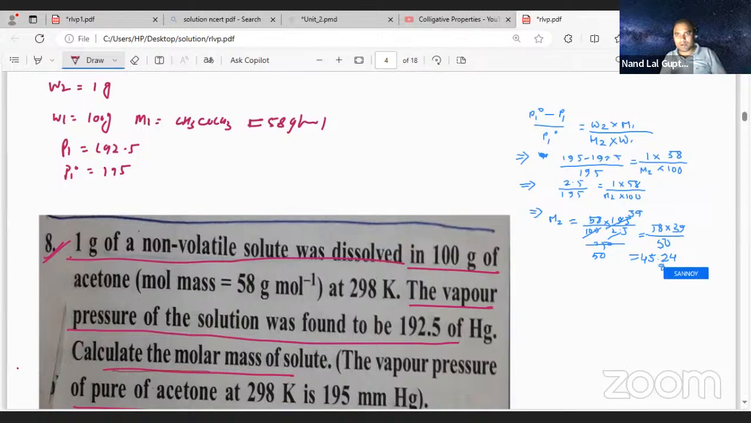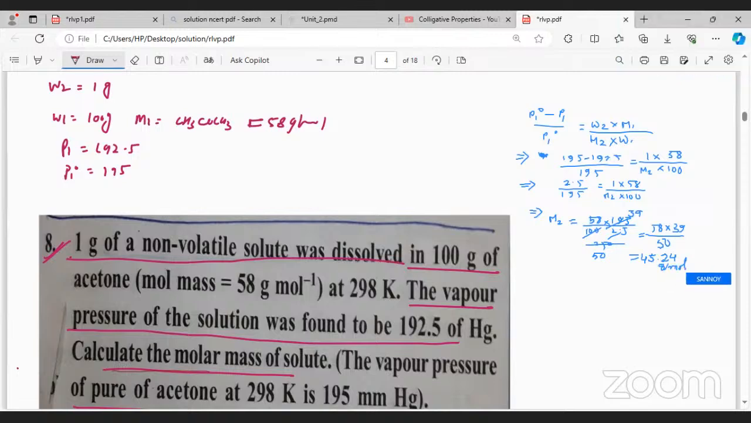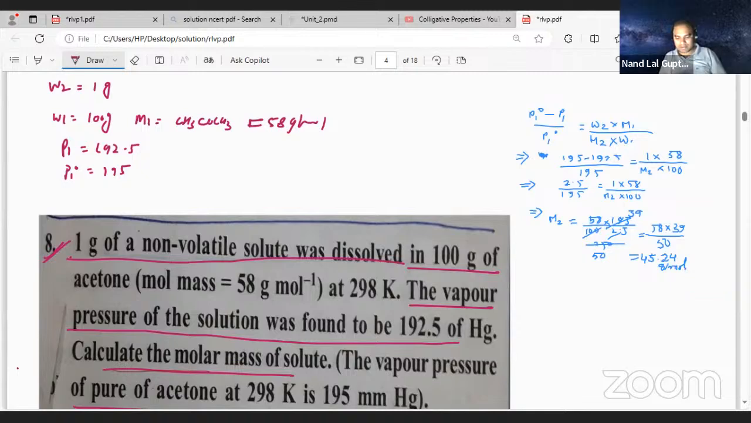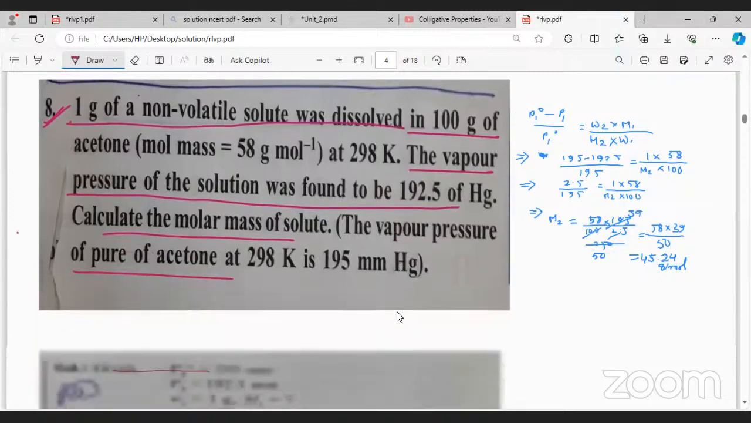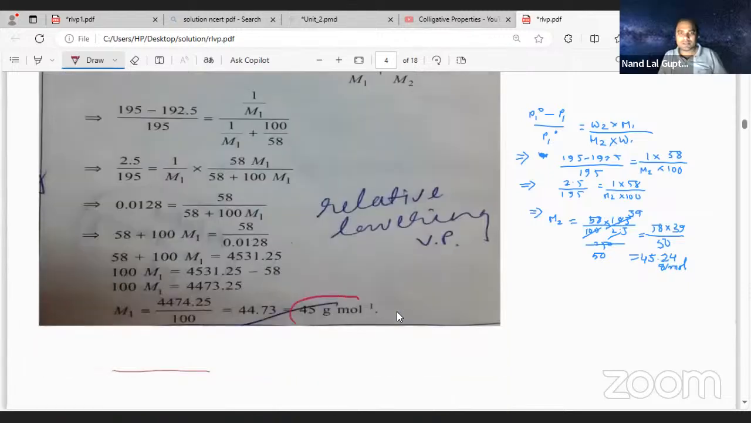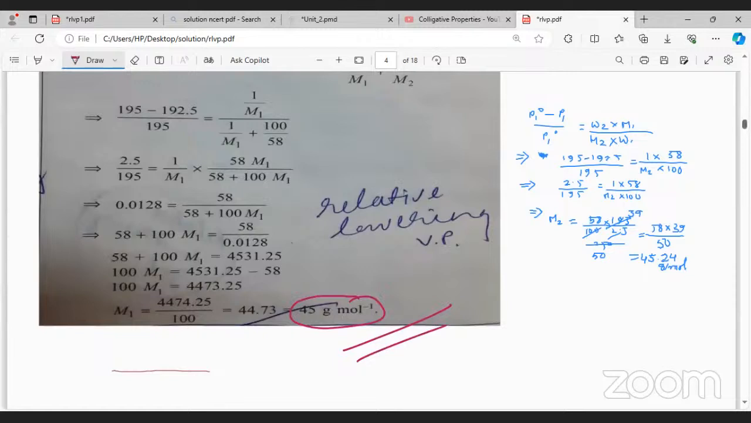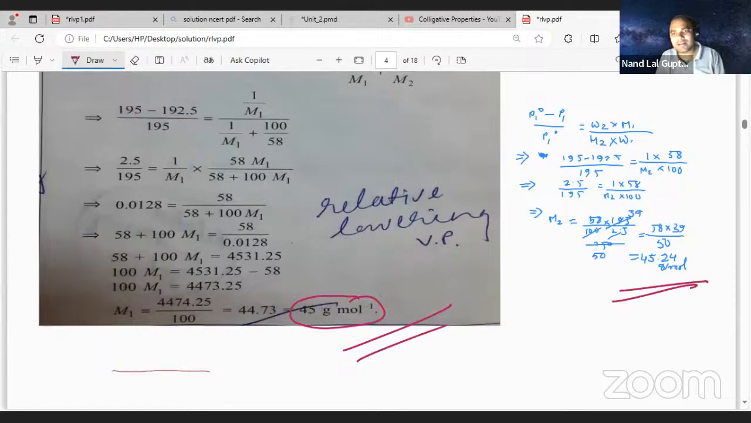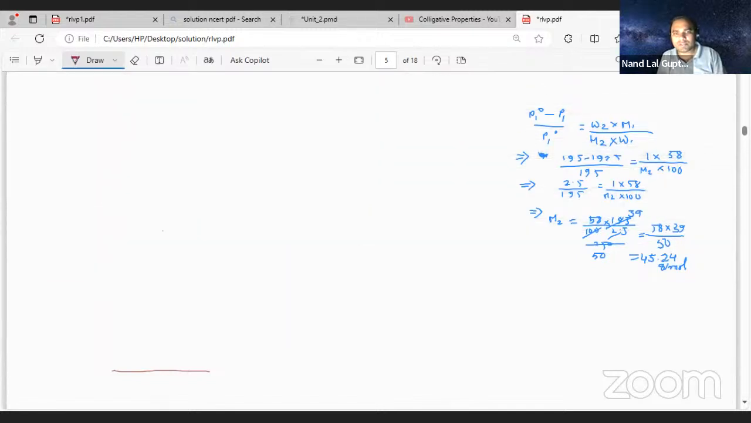How much is coming? 45 point. This is from previous year questions, and the solution is probably not there. The answer given is under 45. So that is correct? Round figure, yes. 45.73 is coming, 45.24 in yours. That is okay. This much can be considered here.